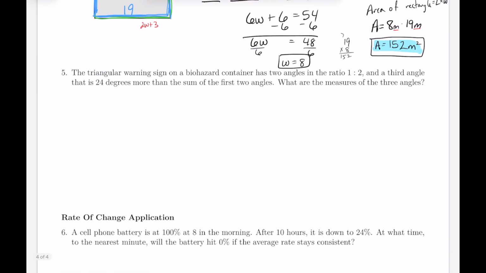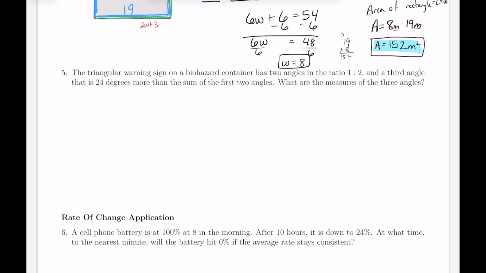The triangular warning sign on a biohazard container has two angles in a ratio of 1 to 2. That just means that one of the angles is twice as big as the other. So if one of the angles is 10, then the other one would be 20, right? If one of them is 35, the other one would be 70, okay? And a third angle that's 24 degrees more than the sum of the first two angles.